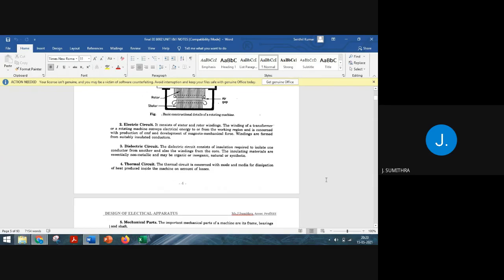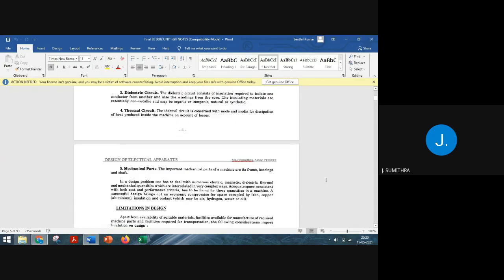Then talking about the thermal circuit, this circuit is mainly intended to take care of the mode of dissipation of the heat. Since the electric circuit and the magnetic circuit are carrying current and voltage of higher levels of magnitude, obviously they will experience certain heat, right? So that temperature must be dissipated in a proper methodology. So that is coming in the thermal circuit. Mainly it is concerned with the mode and the media for dissipation of the heat, which is produced inside the machine on account of losses.